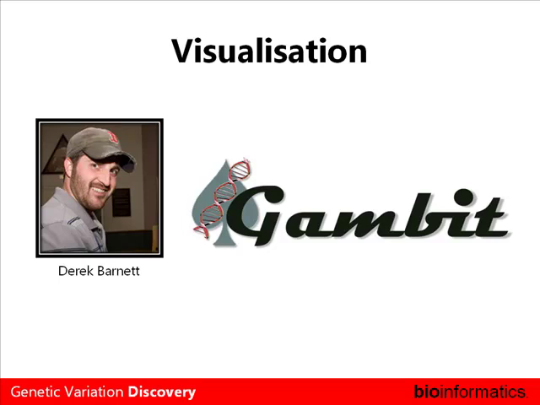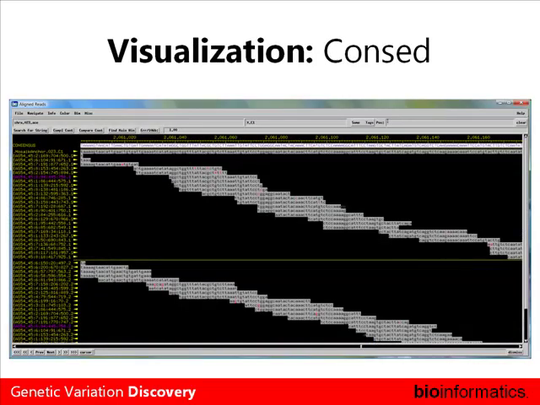So yeah, this happy guy, that's Derek, he's in our lab. And if you haven't caught on by now, one of the popular pastimes in our lab is coming up with some weird name and a logo attached to it. And so he called his visualization tool Gambit. And before Gambit, we pretty much used an old trusty favorite, Consed, which was popular in the Sanger capillary era.